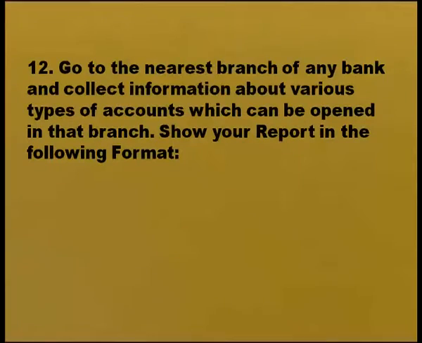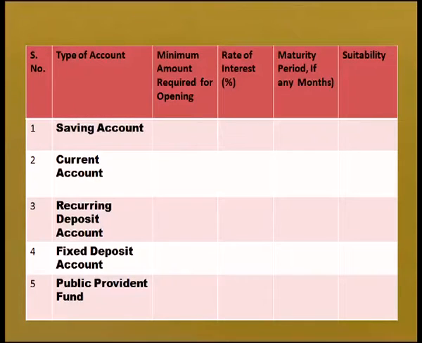Going to another report: go to the nearest branch of any bank and collect information about various types of accounts which can be opened in that branch and show your report in this form. Serial number, type of account, minimum amount that is required for opening that account, rate of interest, maturity period and its suitability. I have also given types of accounts like savings account, current account, recurring deposit account, like that.